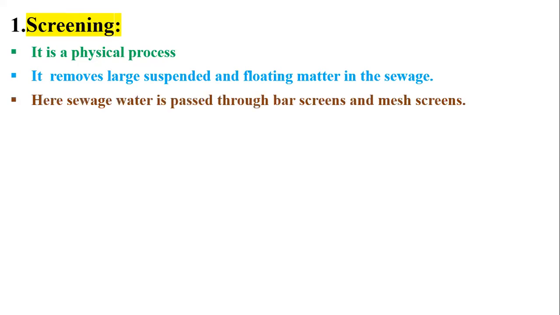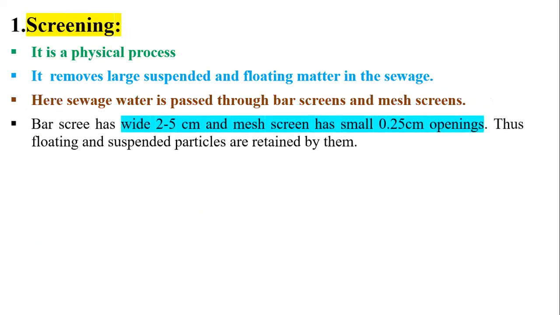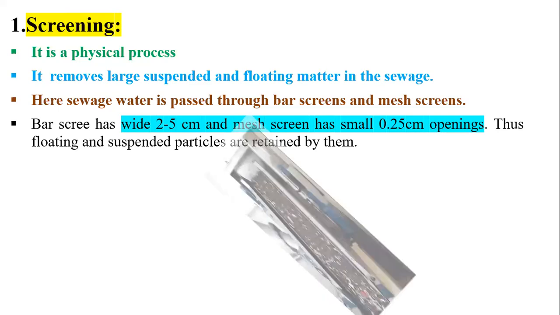Here the sewage water is passed through screens, which are meshes, just like we filter sand. The screen with larger openings is called a bar screen, which has a width of 2 to 5 centimeters, and the mesh screen has a 0.25 centimeter opening. Thus, floating and suspended particles are retained on the mesh, and the water is free from larger solid particles in the screening process. Then we go to the primary treatment.